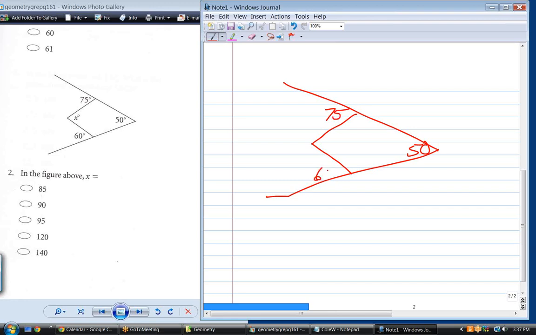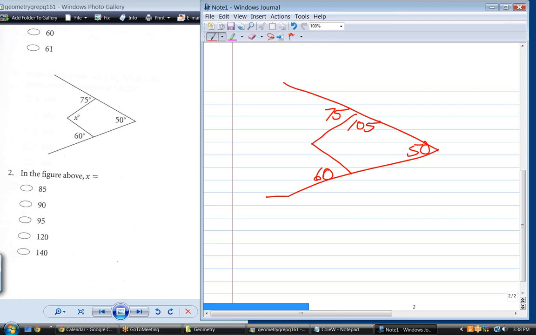Remember, with these geometry problems, you always have to do something else first before you can figure out what x is. What's this angle right there? That angle. Remember, whenever you have a straight line and something intersecting with it, angle 1 and angle 2 are always supplementary. So they always add to 180. So what'd you say it was? 125. How about 105?